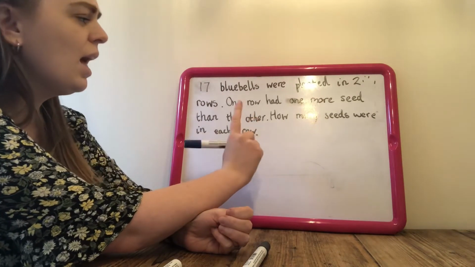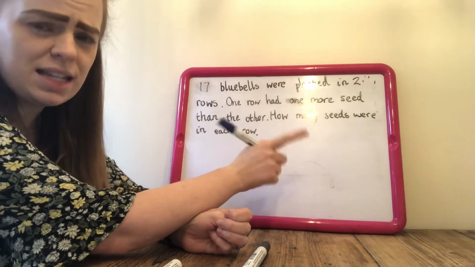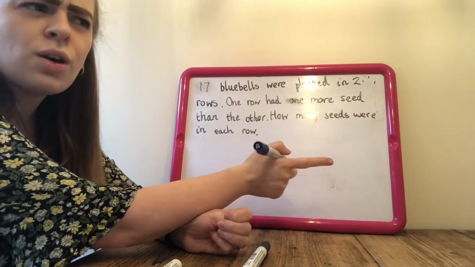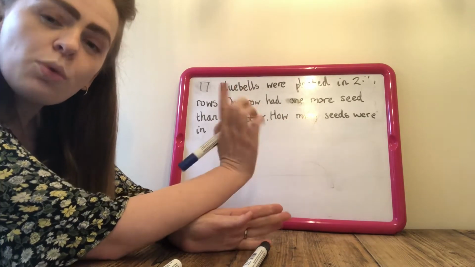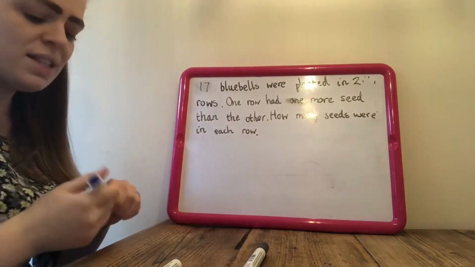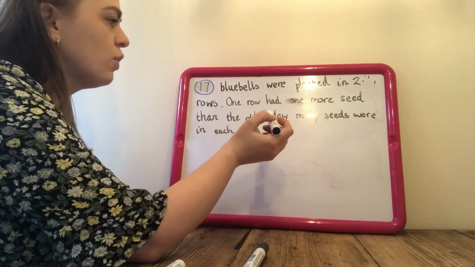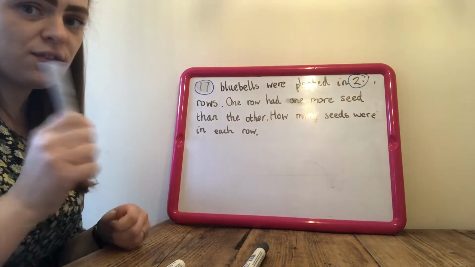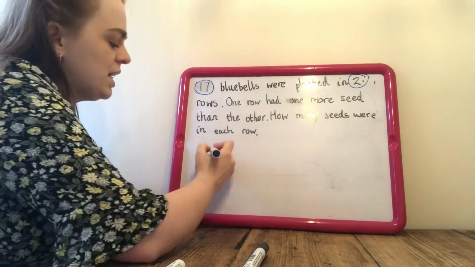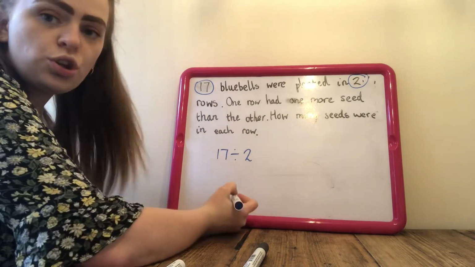Well, I know that there's 2 rows and I'm splitting these 17 seeds between the 2 rows. So I'm not going to be multiplying because I'm splitting them up. I'm going to be dividing. So let's circle the key numbers. We've got 17 and we have got 2 rows. Now I'm going to do a division for this. I'm going to do 17 divided by 2, and I'm going to do a bus stop division.